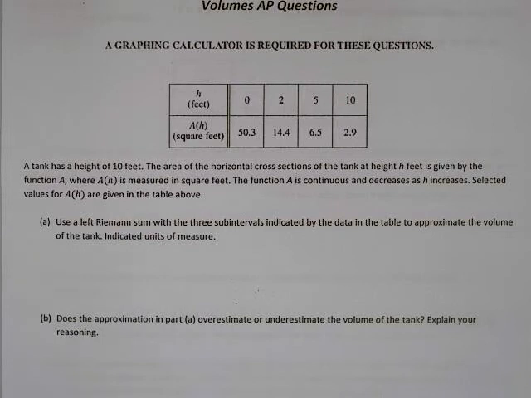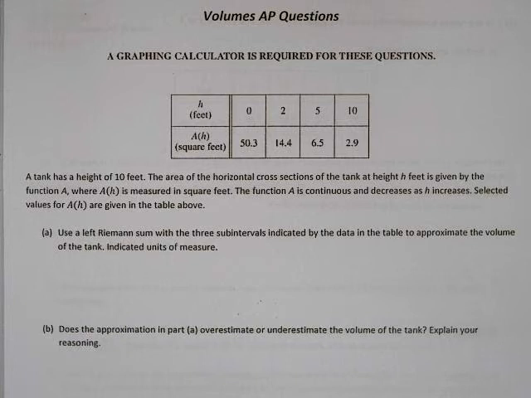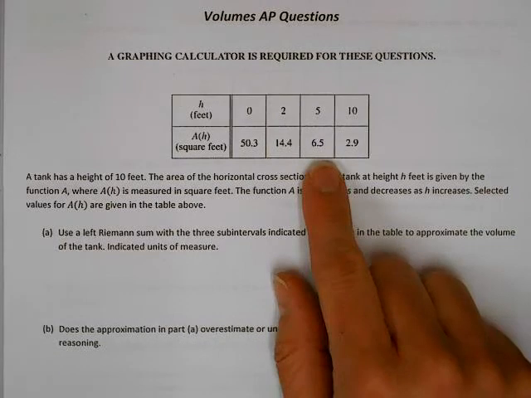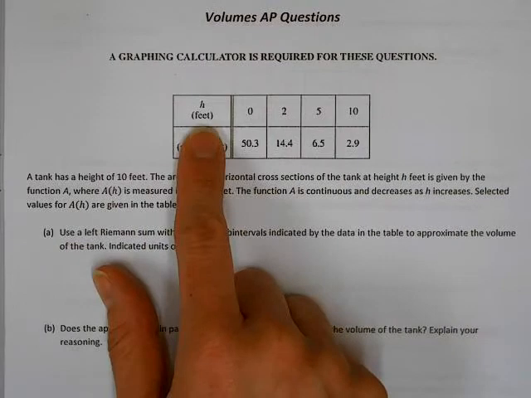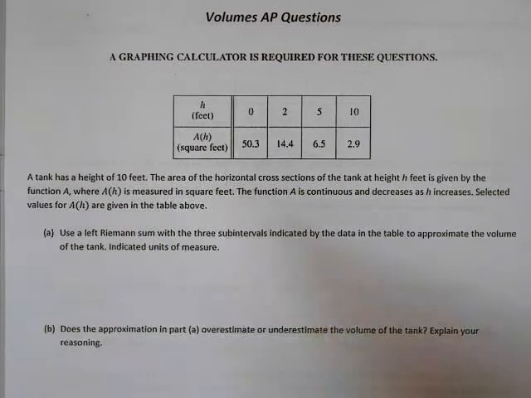What we're going to go through today are some FRQs from old AP tests that involve area and volume. We're just going to go through these so you kind of see what these problems would look like. So the first one you can see right away, we've got a table. It gives us the height in feet and then the area in square feet.